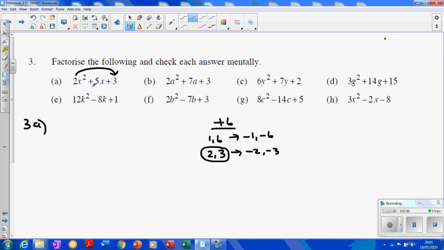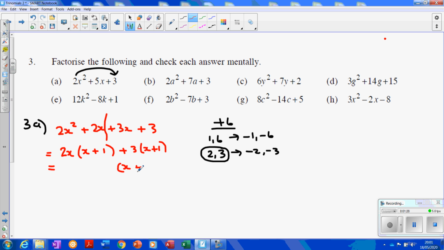So we'll take our quadratic expression and we'll split that middle term. That 5x gets split into plus 2x plus 3x, and the plus 3 is stuck at the end. Split it down the middle, take out your highest common factor, which is 2x. So that will be 2x times x plus 1. And the highest common factor there is 3, so it's plus 3 bracket x plus 1. So put your brackets together, so we'll get x plus 1 times 2x plus 3.